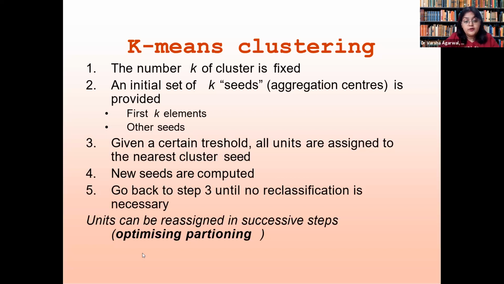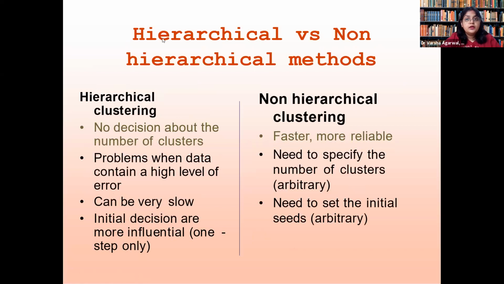When you were doing factor analysis, you were assigning your variables to factors based on the eigenvalues. Here, I'm assigning elements to the clusters based on the distances. This is the difference between hierarchical and non-hierarchical method. Non-hierarchical means your K means cluster method. In hierarchical clustering, we do not know the number of clusters, but in non-hierarchical clustering, we know it. That is why this method is considered faster and more reliable.